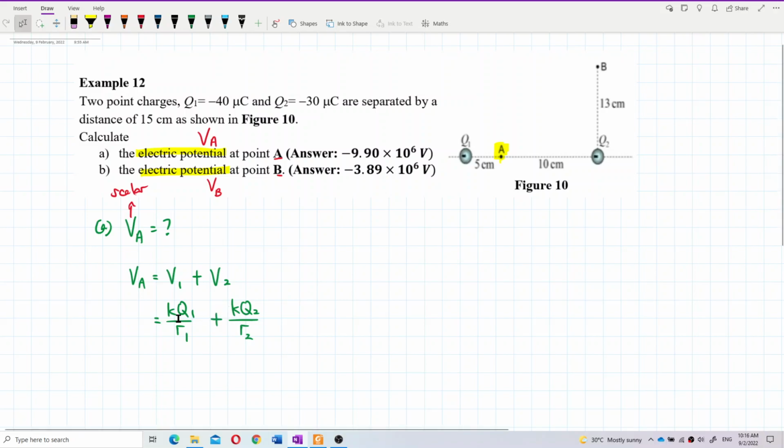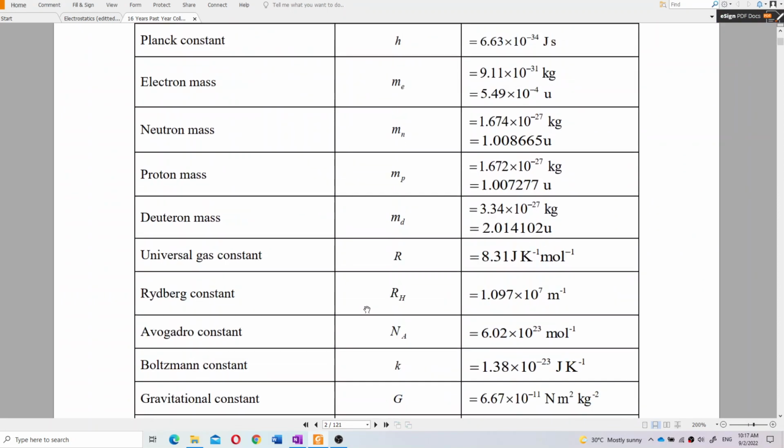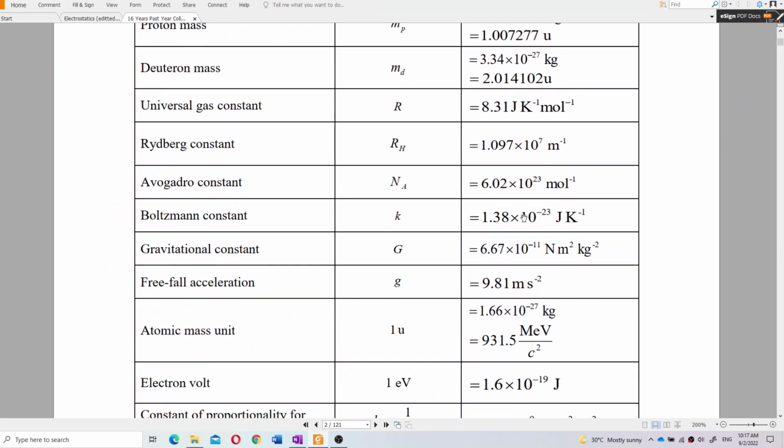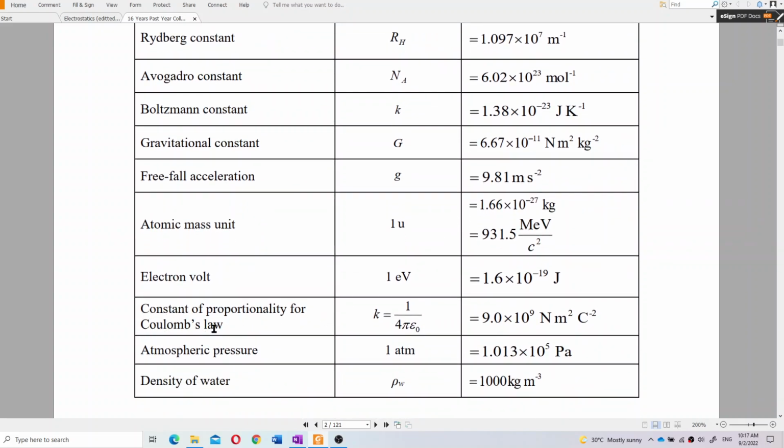So what's the value for K? K you can find from the list of constants. K is not the Boltzmann constant. It is the constant for Coulomb's law, which is 9 times 10 to the power 9. Remember that, don't take the Boltzmann constant. Take the 9 times 10 to the power 9, not the 1.38.